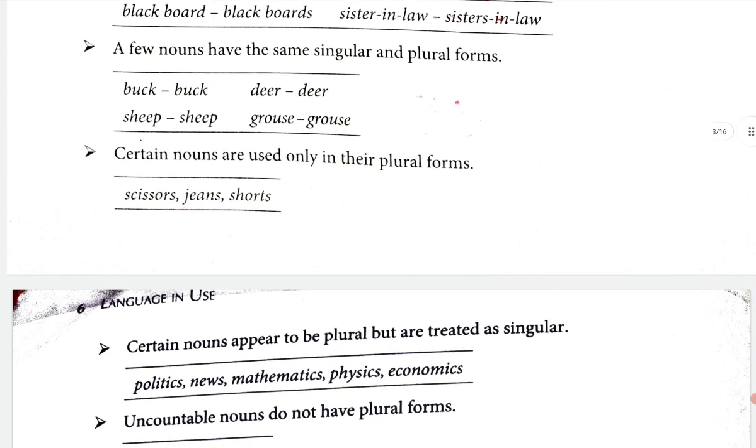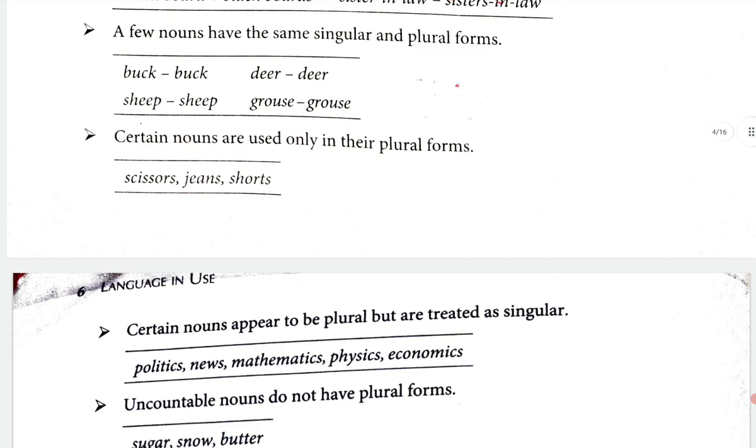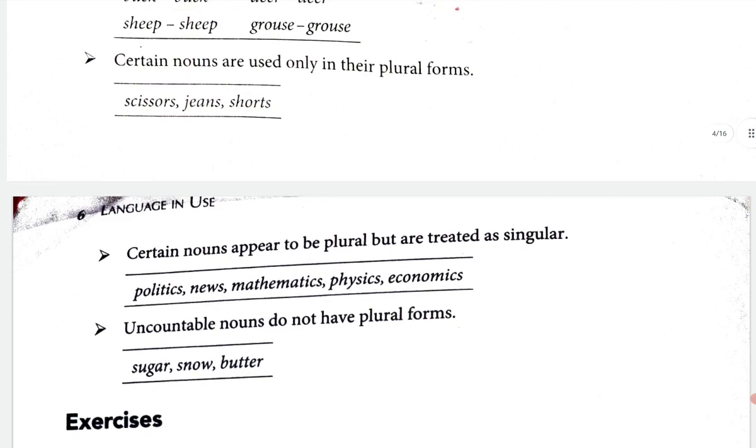A few nouns have the same singular and plural forms, for example, buck, buck, deer, deer, grouse, grouse, sheep, sheep, etc. These are certain examples. You just need to learn them by heart and try to find more and more examples, so that these things come to your mind once you look at them.